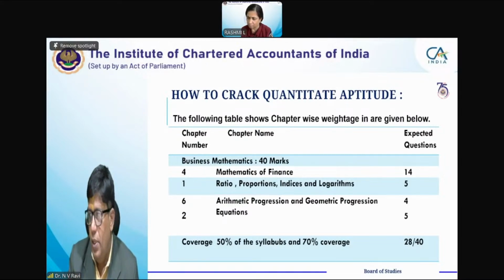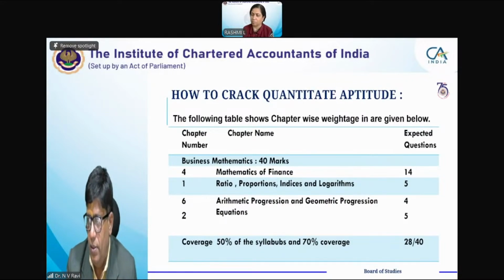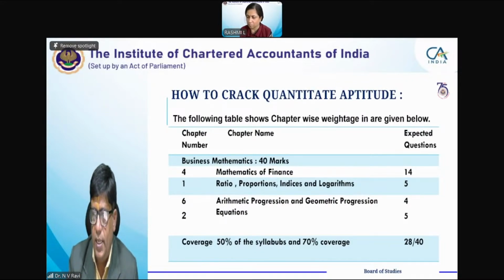Basic things only will be tested actually. They don't need to ask you the logarithmic value, the log table. That is not going to be tested. Much difficult questions will also not be there. Please keep it in mind. See the study material examples.